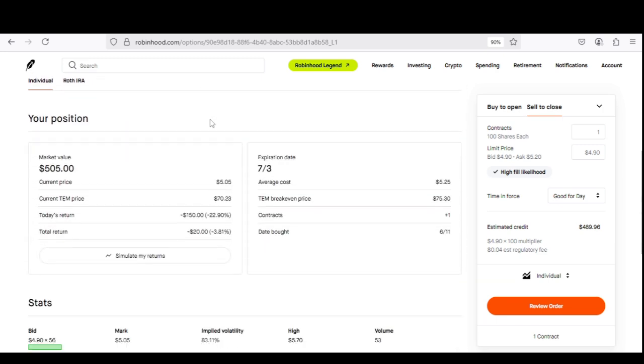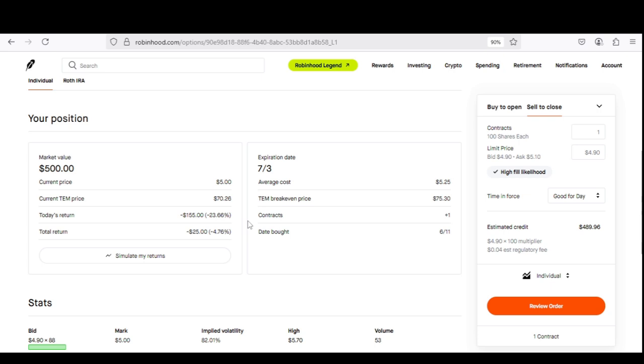So the current value is at $505. However, this is a buy strategy, so I paid to get into this strategy. The amount I paid to get into the strategy was $525. So the difference right here is that I'm down 525 minus 505, so I'm down around $20. Now, the current expiration date is going to be July 3rd, which is about 2 weeks from now.